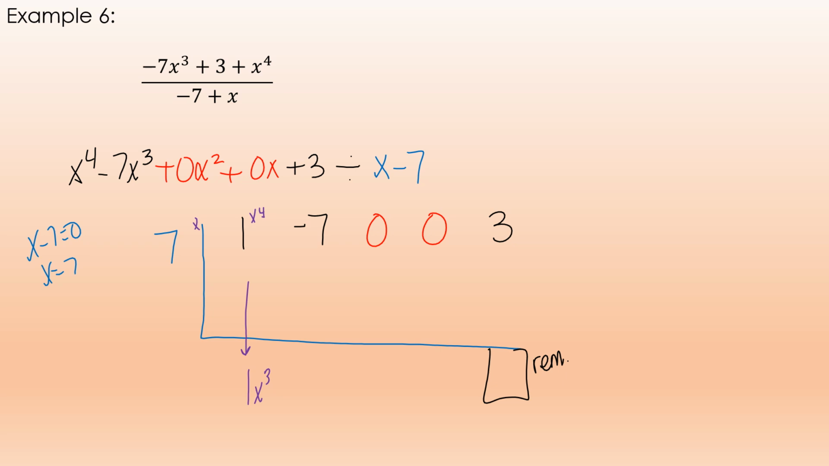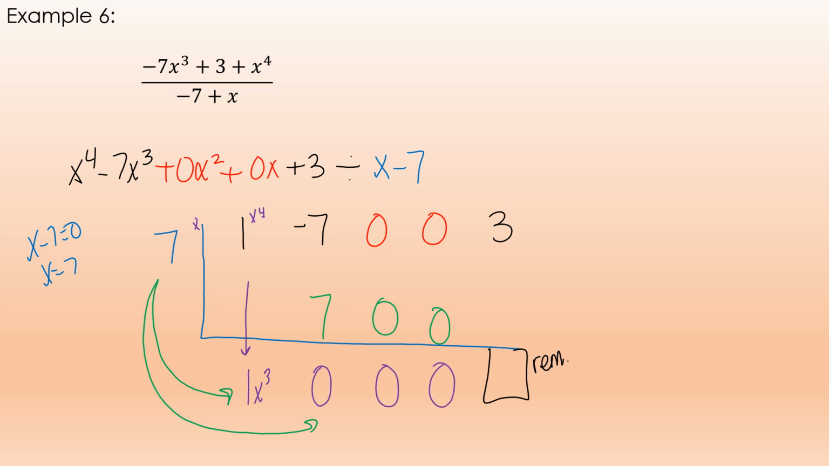Okay, so now we're going to multiply the outsides. 7 multiplied by 1 is 7. Add that to the next, and it gives me a 0. Okay, keep doing that. What is 7 multiplied by 0? Yep, 0. All right, do that again. 0 and 0 gives me 0. Multiply again. I get another 0, and 0 plus 0 is 0. And then finally, one last time, 7 multiplied by the last 0. Again, that gives me 0, but 3 plus 0 does give me a remainder of 3.